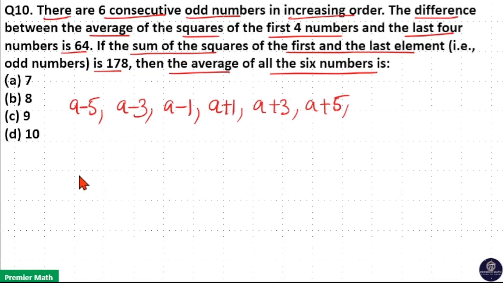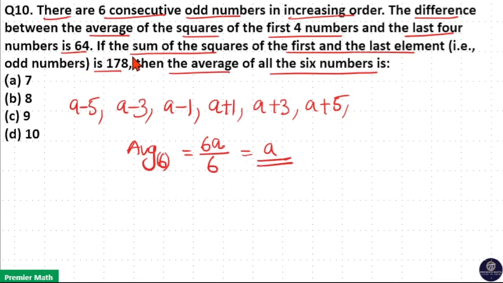Now if you take the average of these 6 odd numbers, you can see if you take the sum from a minus 5 to a plus 5, minus 5 plus 5 cancel, minus 3 plus 3 cancel, minus 1 plus 1 cancel. So total 6 a's are there. So 6a divided by the total number of numbers, which is 6. Now 6a by 6 is a. So the average of these 6 numbers is a.